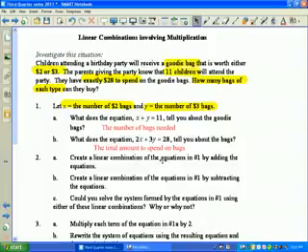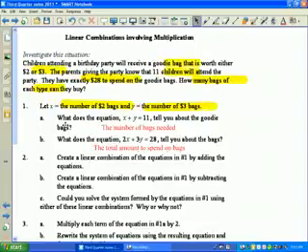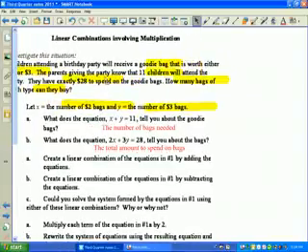So it says create a linear combination of the equations in problem 1 by adding the equations. So if I slide this over a tad, just to give myself a little room. I know it's kind of hard for these papers. So if I want to create a linear combination by adding the equations, I have my two equations right here. I have my x plus y equals 11. I have my 2x plus 3y equals 28.